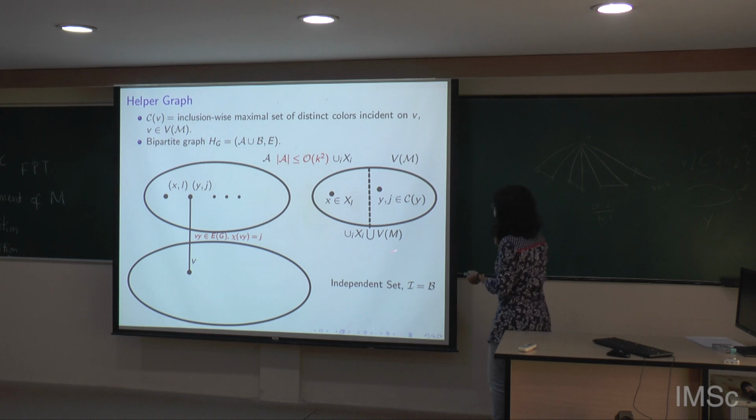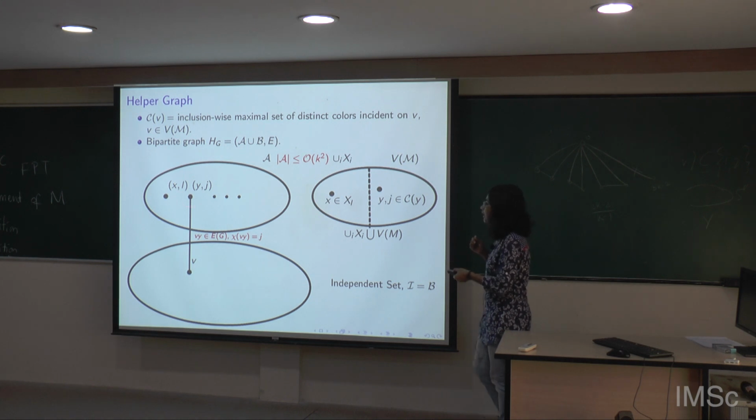Now that we have defined this graph, we can see that A is bounded by k squared. Why? Because this set is bounded by order k squared. And between M and, so here, how many colors do I have? At most k, and here also I have at most k colors in M, right? So this total thing is bounded by order k squared. So this is clear, right? A is bounded by k squared.